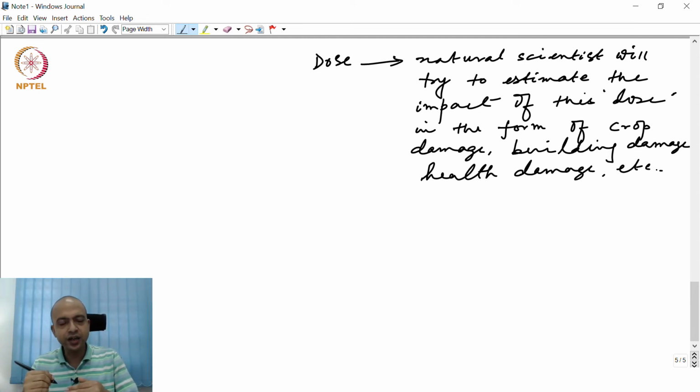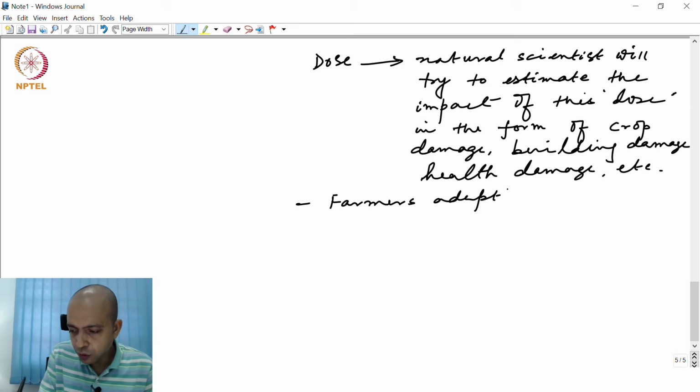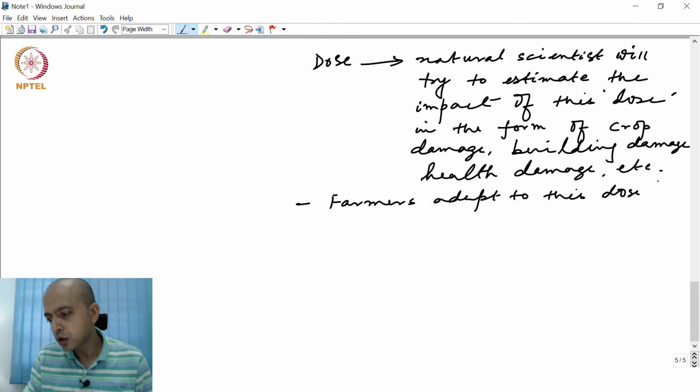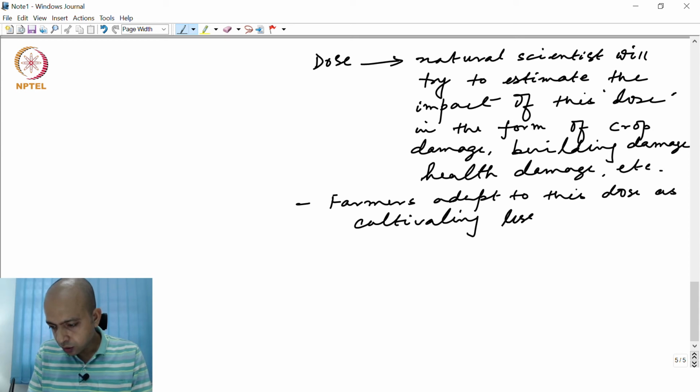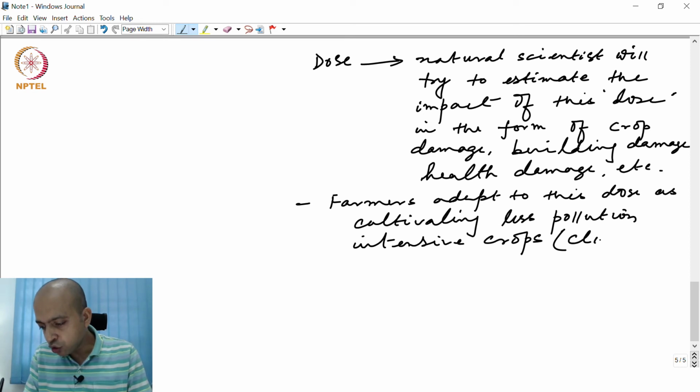Okay, now let us say that the farmers adapt to this dose by cultivating less pollution intensive crops. So what the farmers do? Farmers adapt to this dose by cultivating less pollution intensive crops or climate resilient crops.